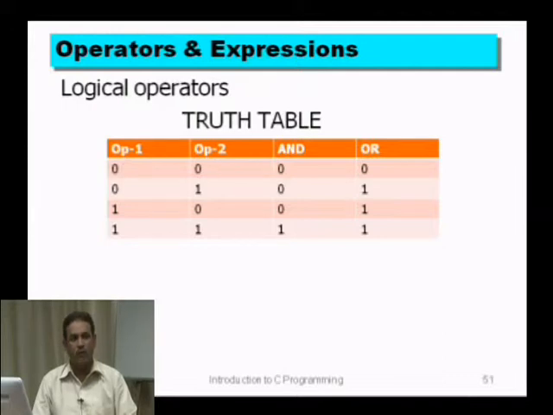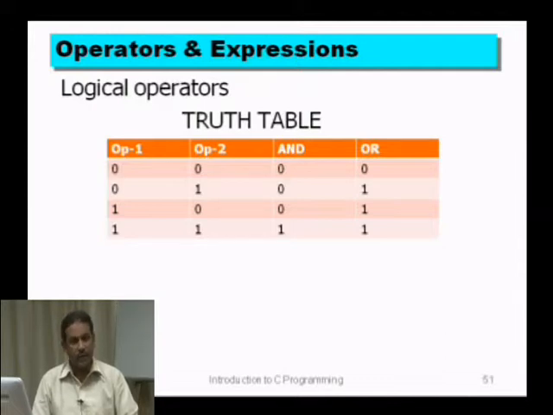So, if any one of the inputs is 0, or if any one of the expressions evaluates to 0, then what happens? The entire expression evaluates to false. That is what we call the AND gate.